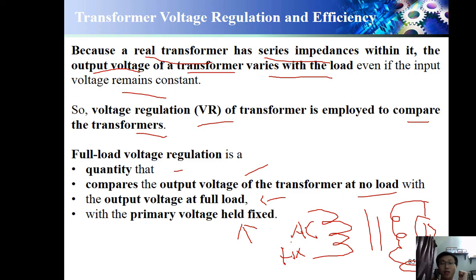Voltage regulation is compared when suddenly it goes from full load to no load, meaning I cut here and it becomes open circuit. What is the voltage change at that instant? Connected to the load, suddenly I take off the load. Then what is the change? Then we'll see how good the voltage regulation is.